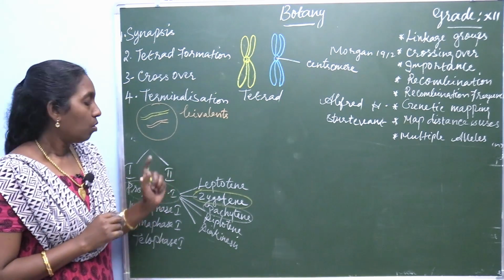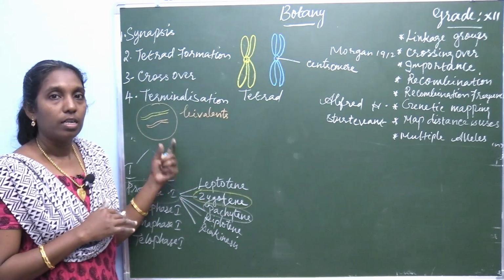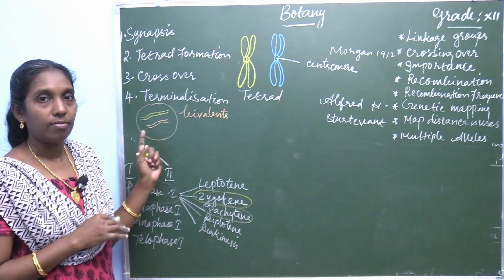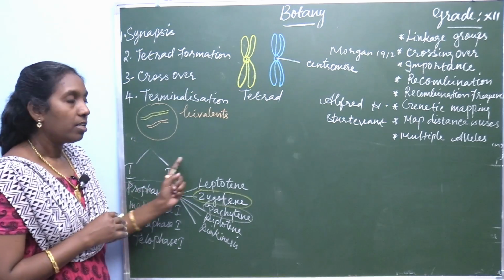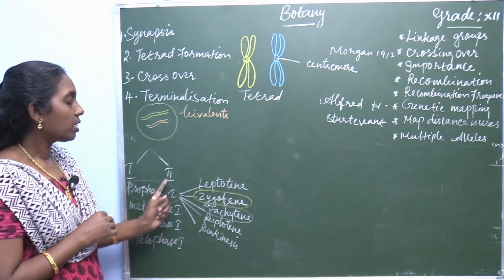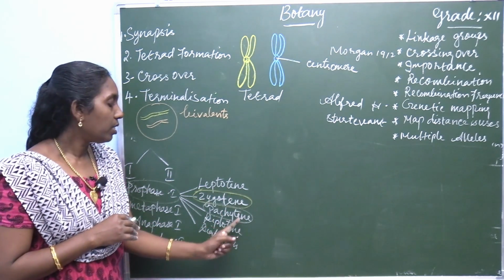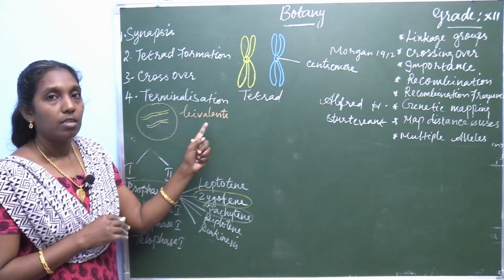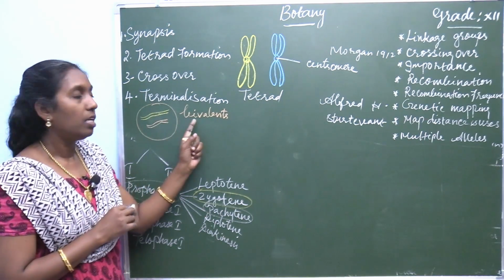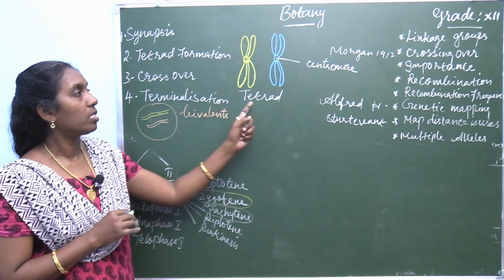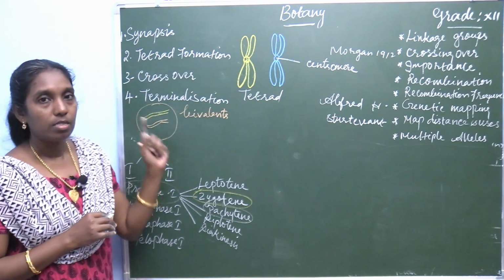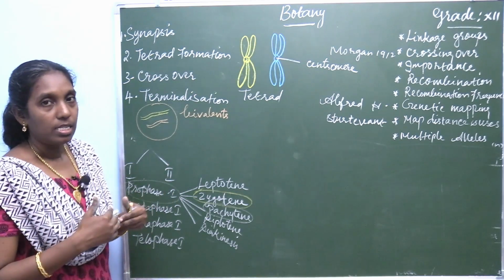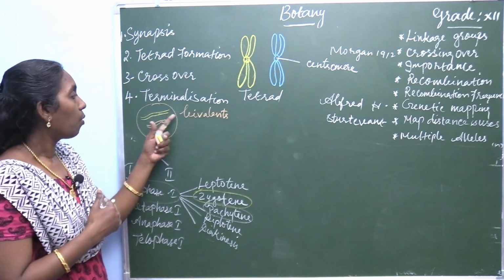So, I hope you remember what you learned about meiotic division in the previous class, that is 11th standard. Just recall what processes take place in Zygotene and Pachytene. What is a bivalent, what is tetrad formation, and what is synapsis? Synapsis is the pairing of chromosomes.